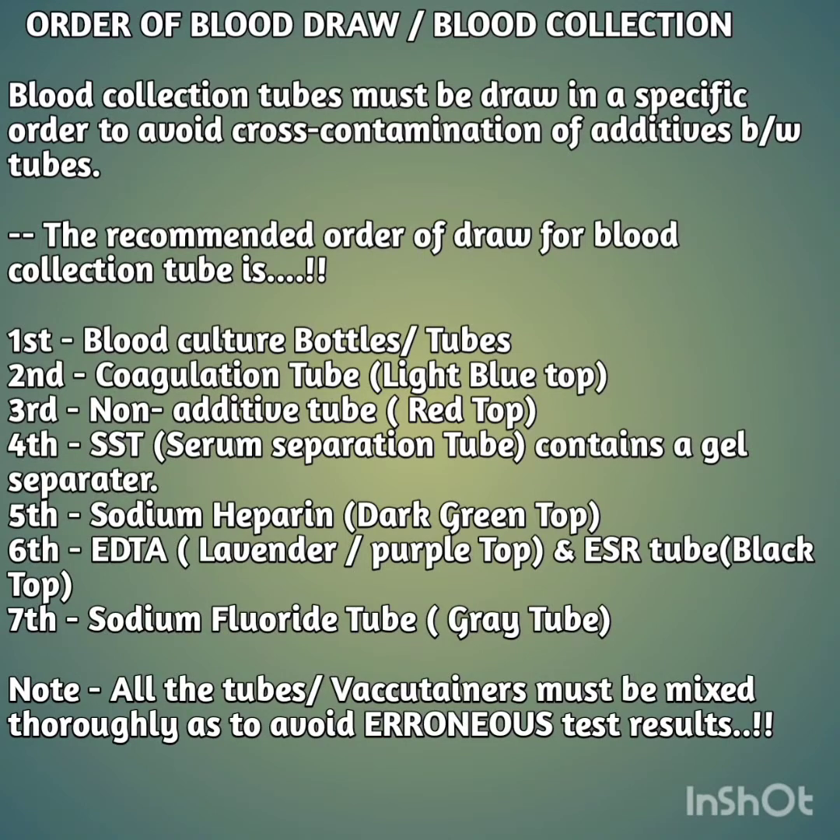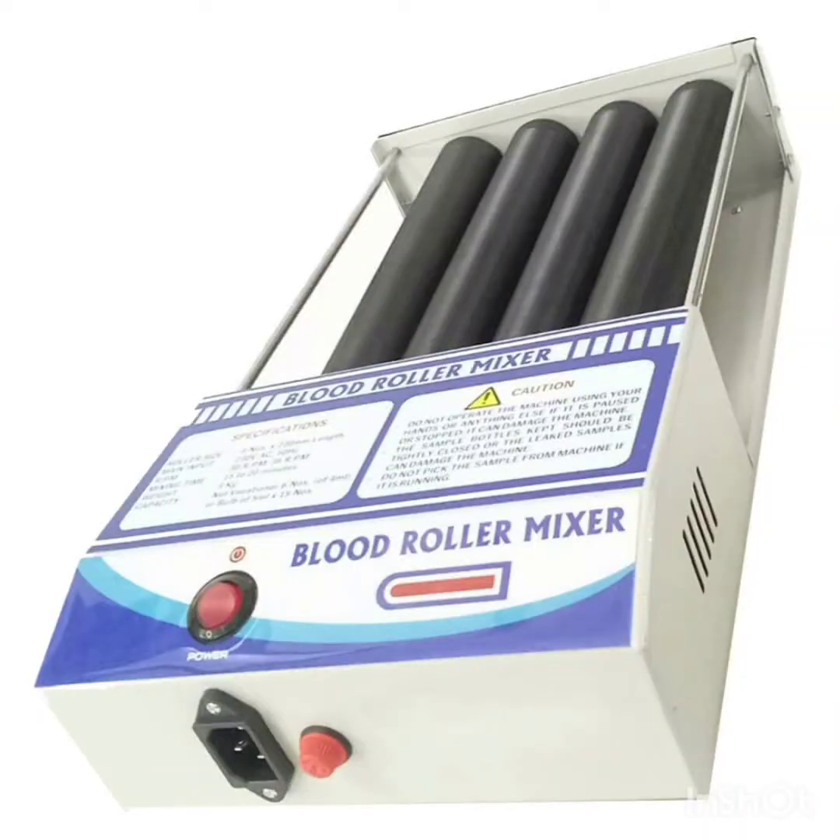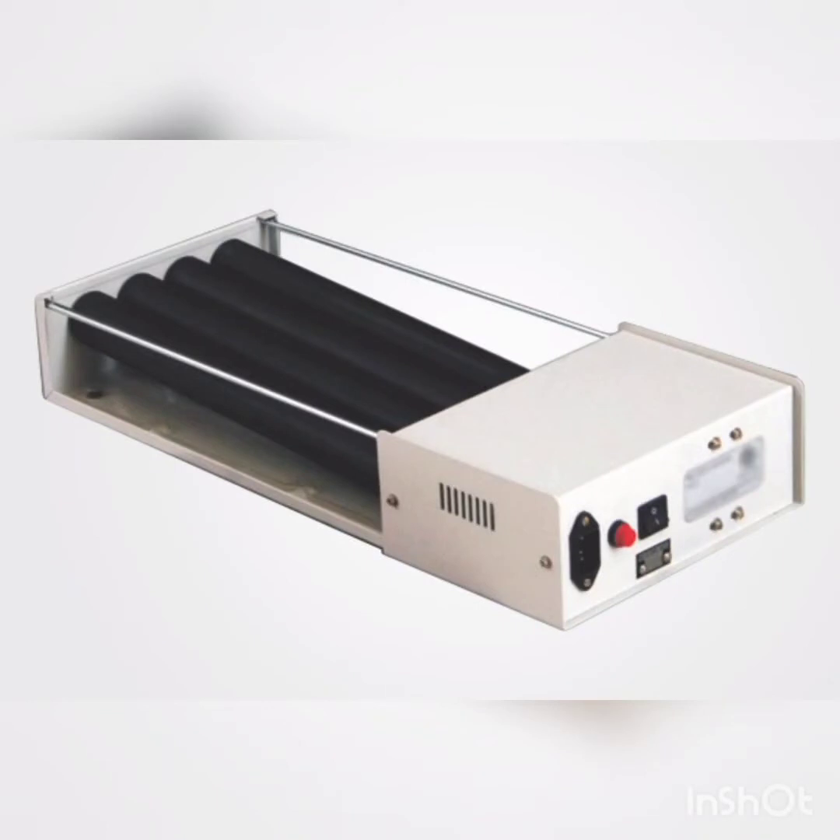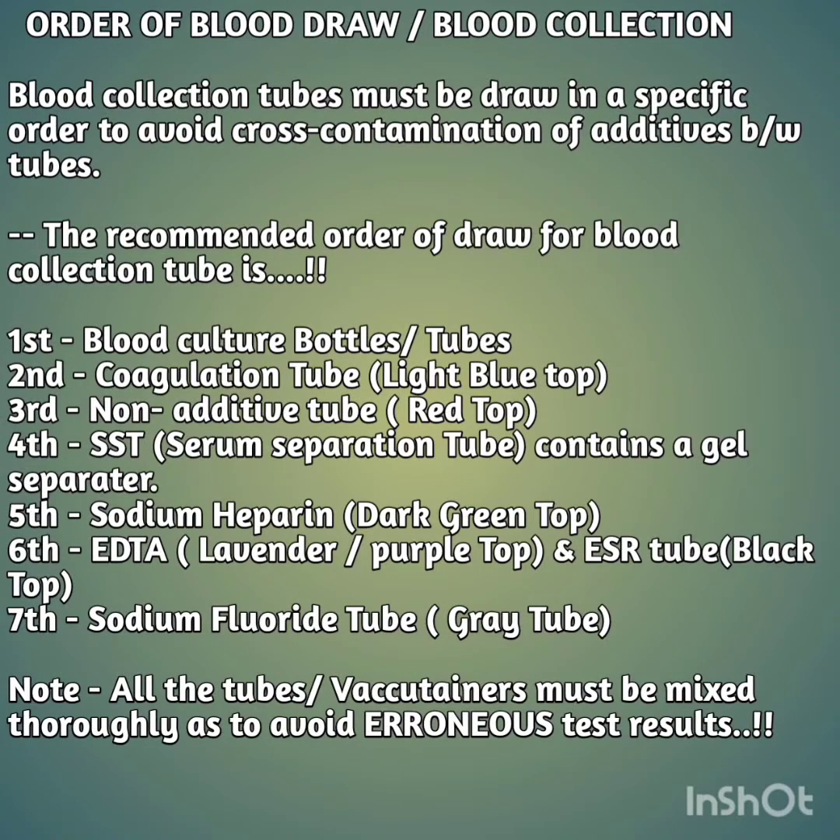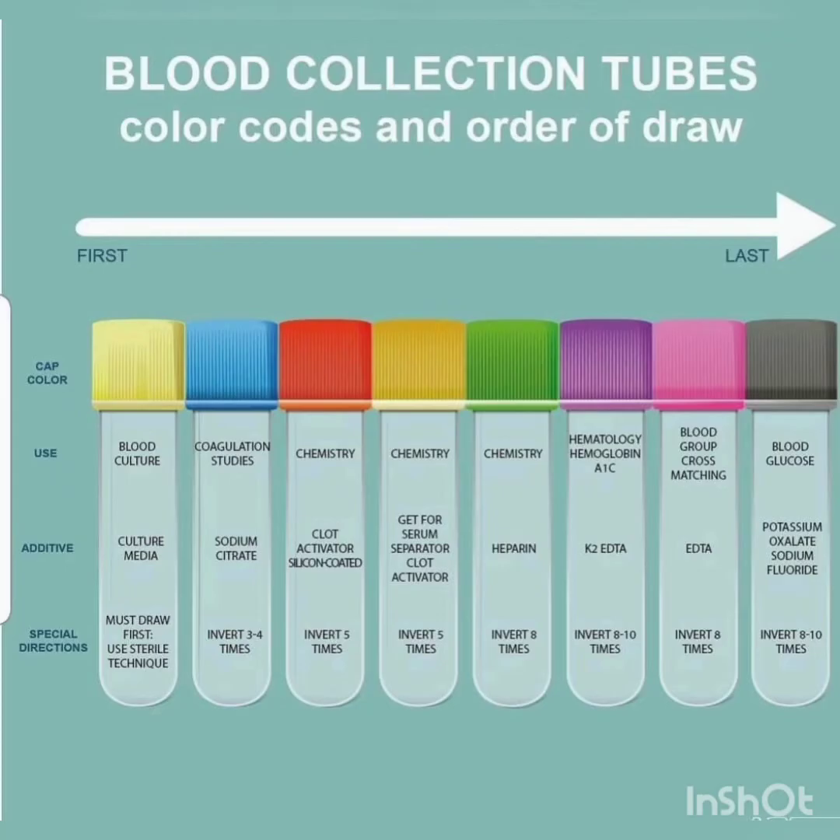So in this also we have a kind of mixing. We can use blood mixer machines, or if not, if you are mixing by hand, then you can mix it. For different tubes, we have to mix different numbers of times, like 3 to 5 times, 8 to 10 times. Okay friends, we will also discuss the mixing in detail in this video. So first of all, this is the correct sequence order for blood draw.